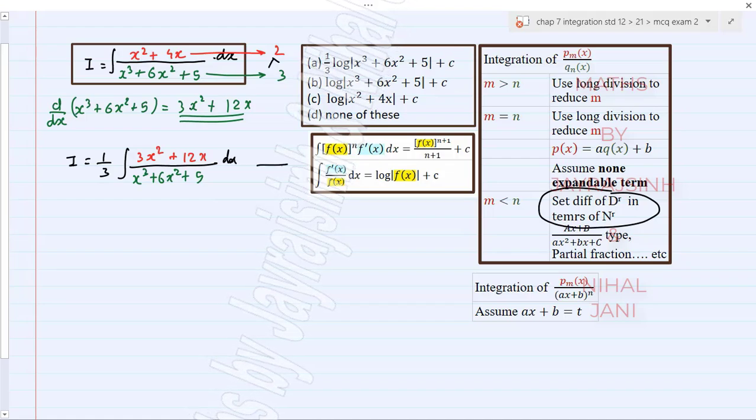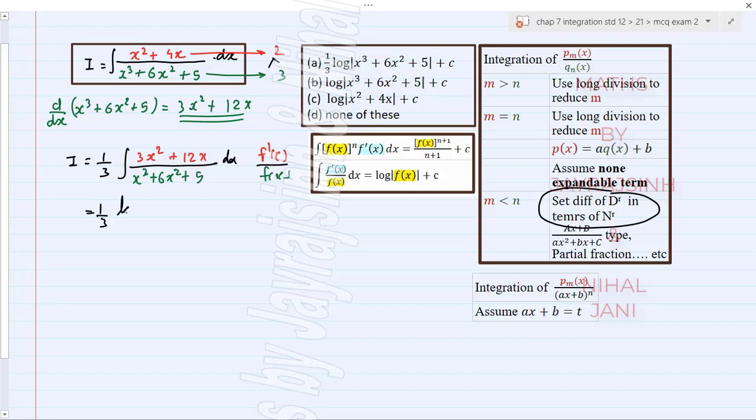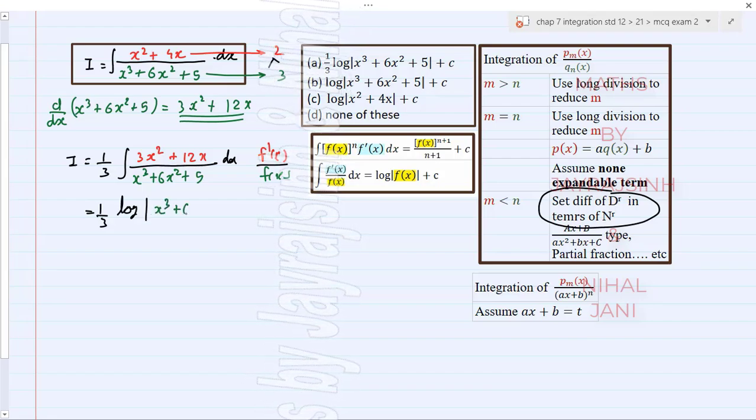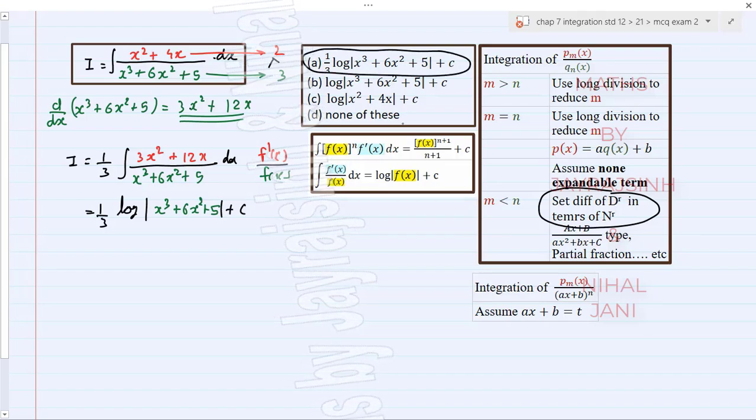So here we get f(x) and f dash x form, and its integration is quite easy. Log mod your denominator, which is x cube plus 6x square plus 5, plus c, which is given in option A. Ta-da!